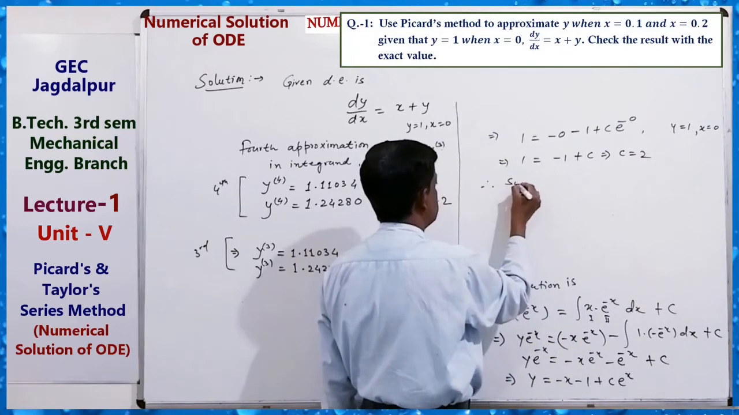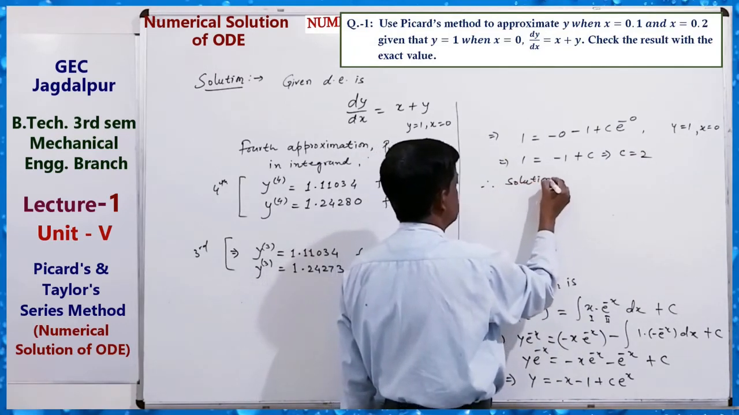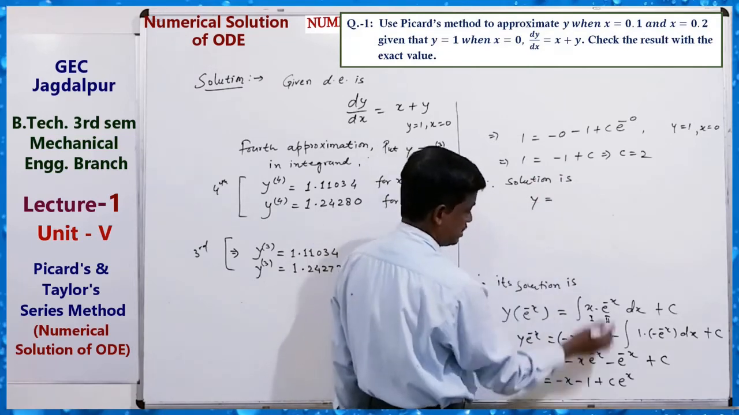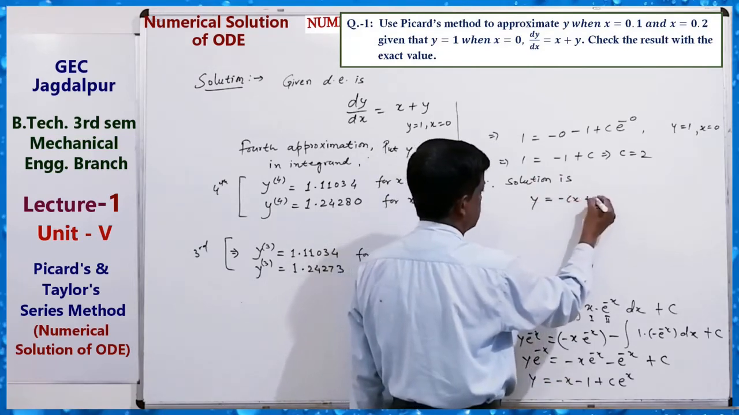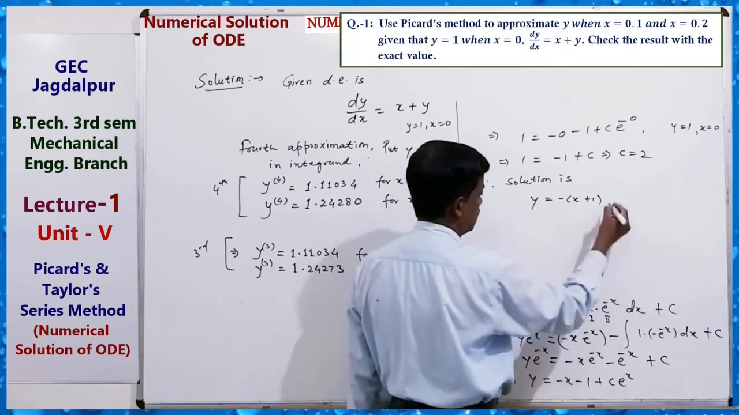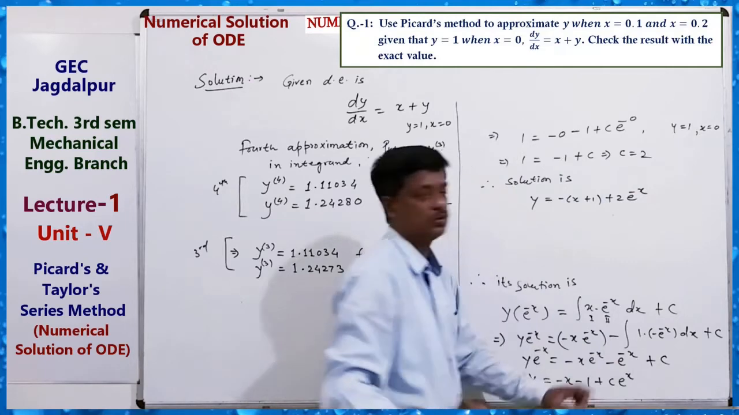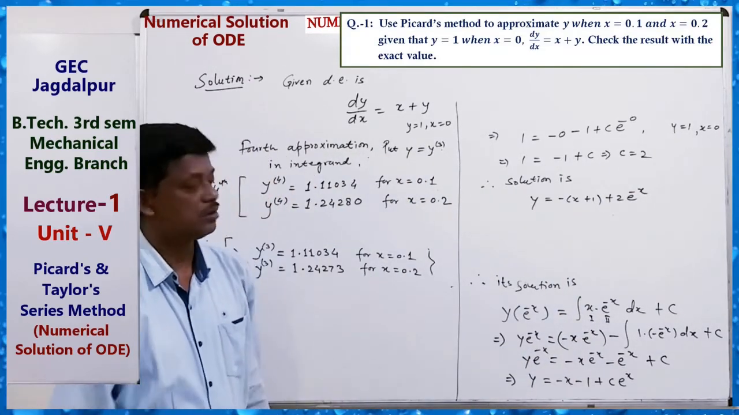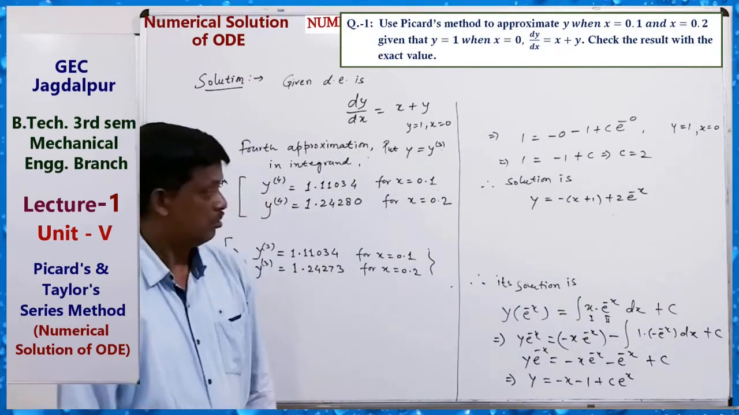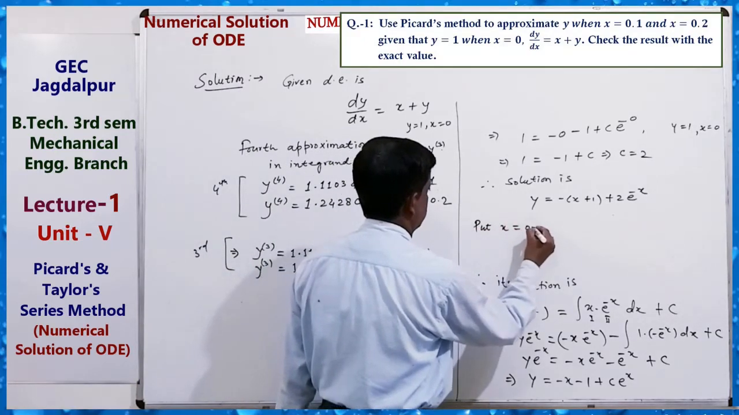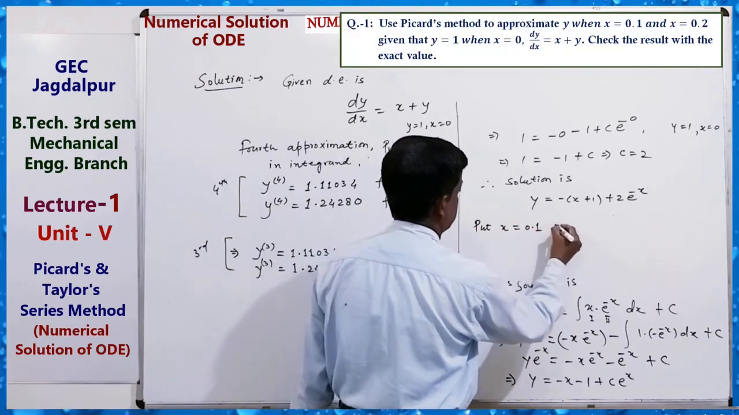Therefore the solution is y = -x + 1 + 2e^(-x). This is our solution in terms of x. Here no constant is left. Now put x = 0.1 in the above.